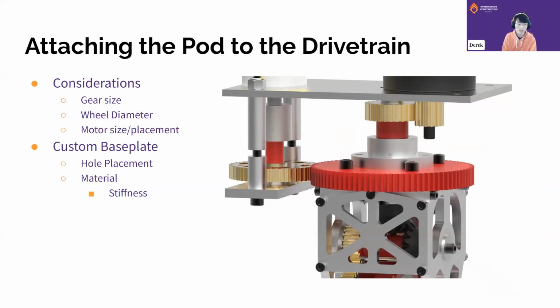And because of how complicated a swerve pod can be, you'll most likely need a custom base plate. This is because holes may not align with standardized parts such as Tetrix C-channels. And when making a custom base plate, keep in mind the thickness. For us, we used aluminum because you can make it thin and hard, but you can use other materials as long as it suits your needs.